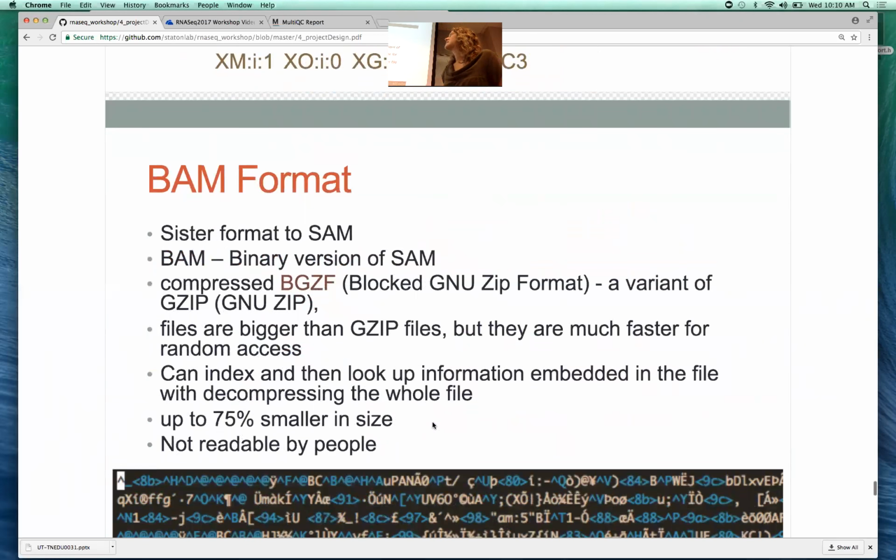The sister format to SAM is called BAM, and it is a binary version of SAM. The reason why we turn SAM files into BAM files is they get much, much smaller. So this is a compressed version. It is not human readable. So if you do a head or tail, you'll get something that looks like this. That's because it's been condensed way down in the super compressed version. But you can convert it back and forth between SAM and BAM with the SAMtools software package. You can save up to 75% of your file system space. So that's why we use it.